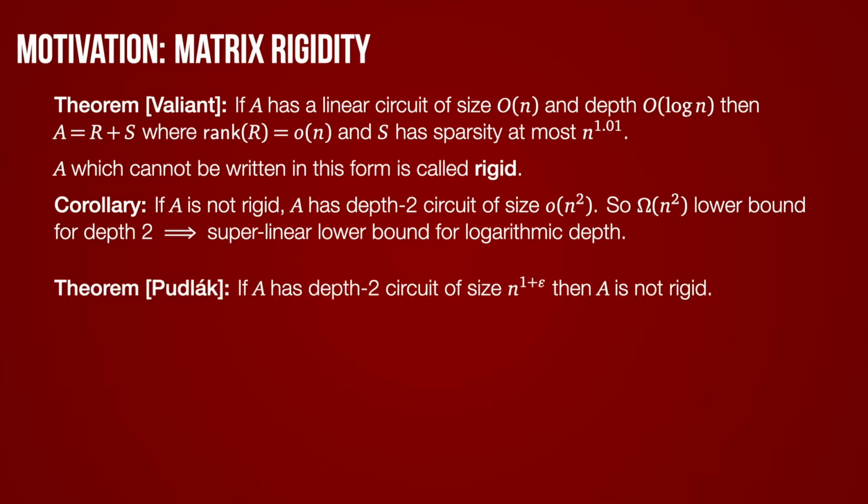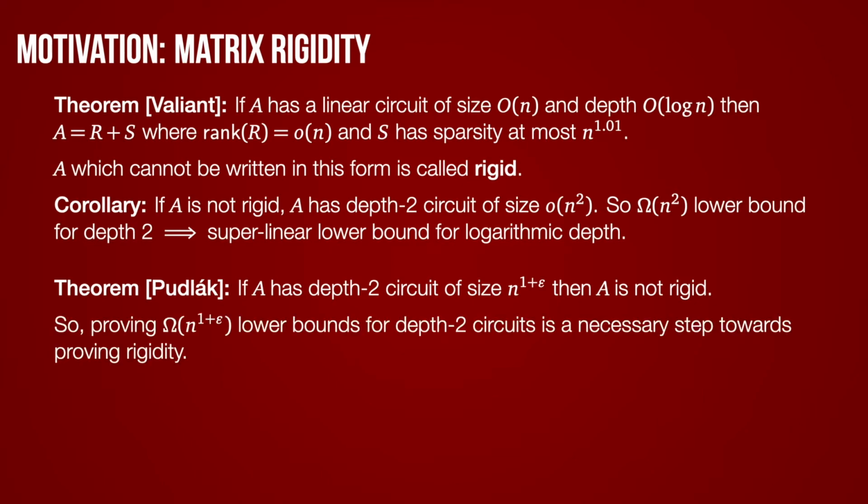Now, there is also a sort of converse for this theorem proved by Pudlak, and what it shows is that if A has a very small depth 2 circuit, then it is in fact not rigid. So this is a theorem that converts the product decomposition into the sum decomposition.